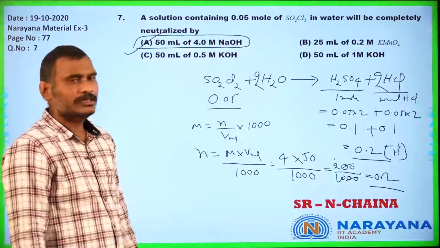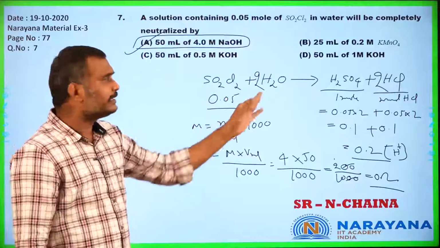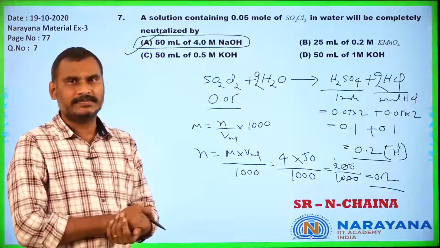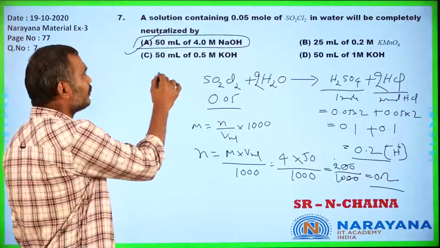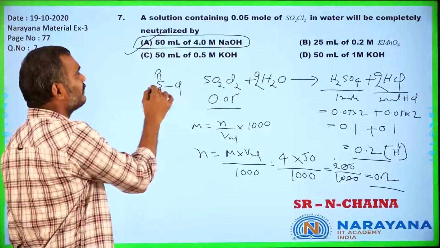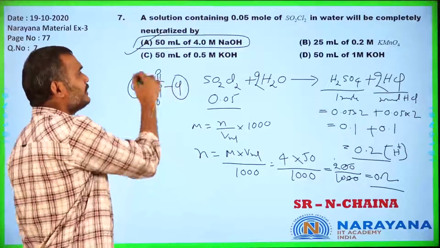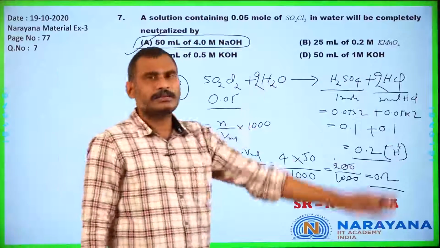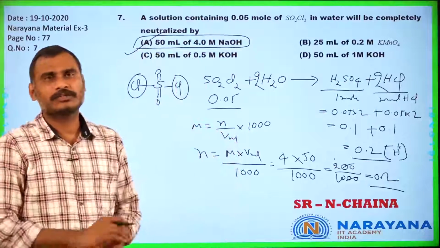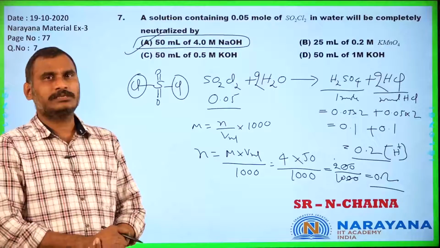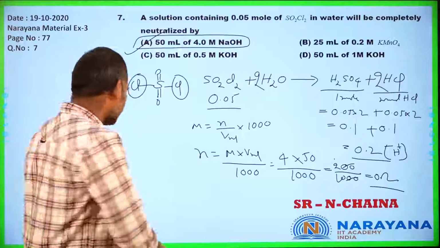Understood? Simply, SO2Cl2, sulfuryl chloride, when dissolved in water, the chlorines are replaced by OH and the remaining produces HCl. Understood? So this is the question given. Now you go for the next question, students.